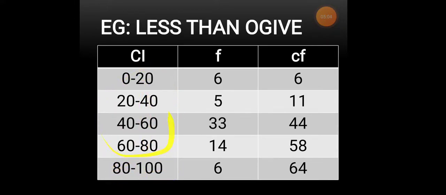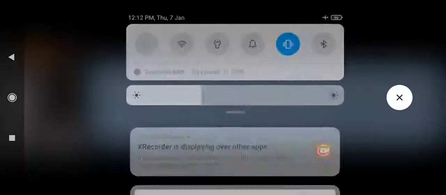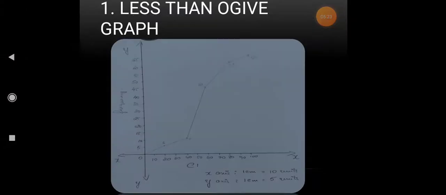Okay, so we will be taking into consideration the cumulative total of all these values, so it is 58. In the same way, for less than 100, everything needs to be taken into consideration, that is 64. Now the next and foremost thing you need to do is draw a graph.